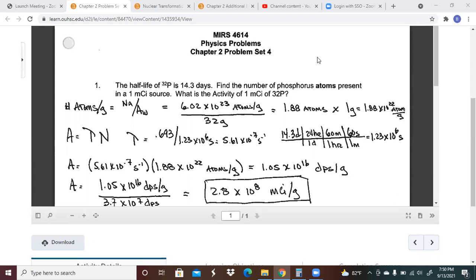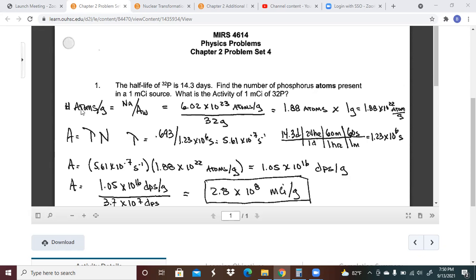Okay, here's problem set 4. The half-life of phosphorus 32 is 14.3 days. We're going to find the number of phosphorus atoms present in a 1 millicurie source. And what is the activity of 1 millicuries of phosphorus 32?